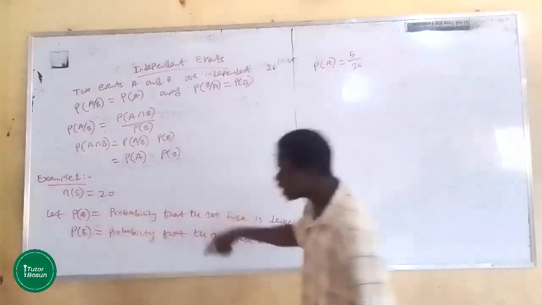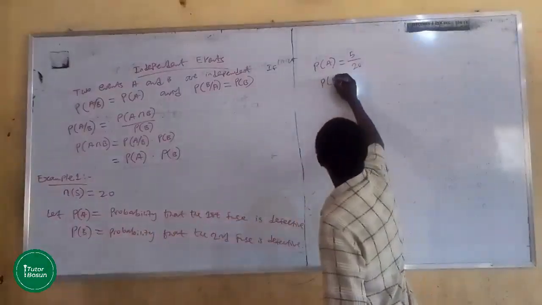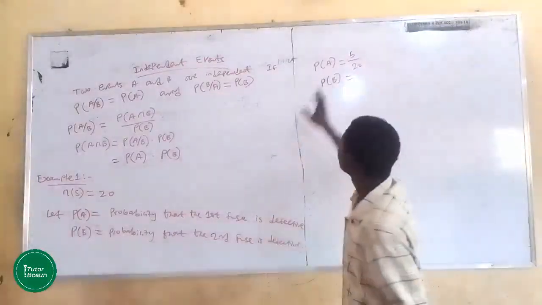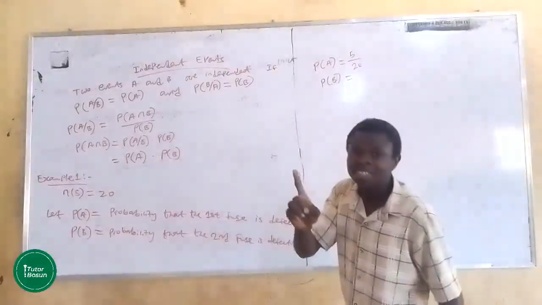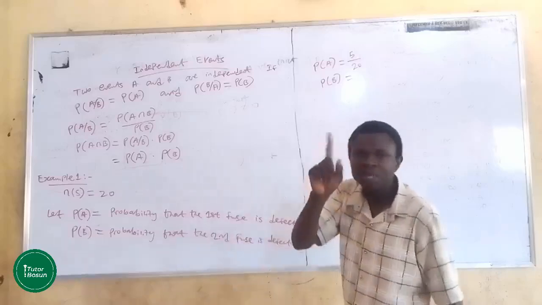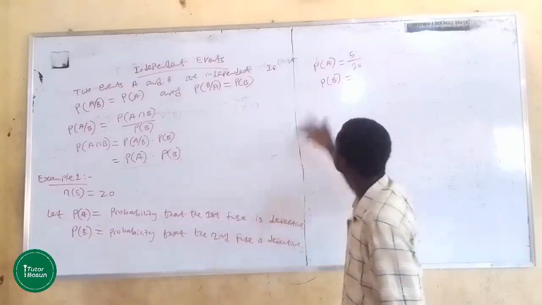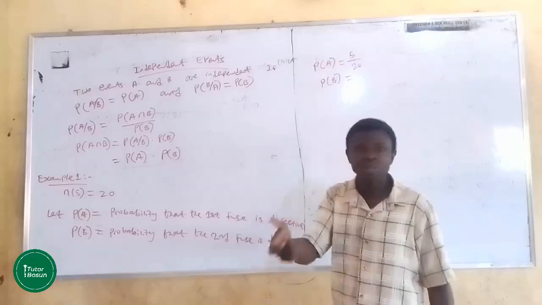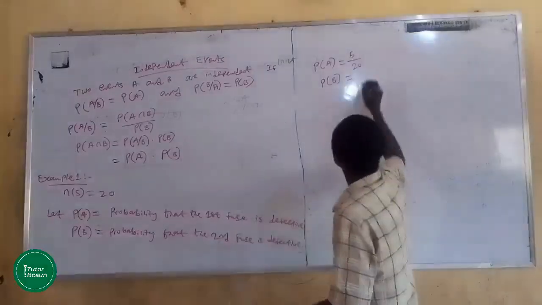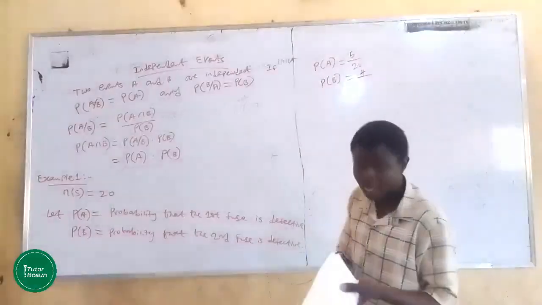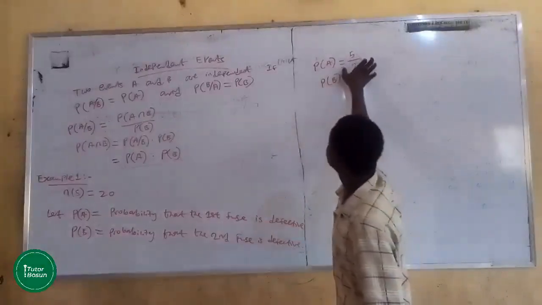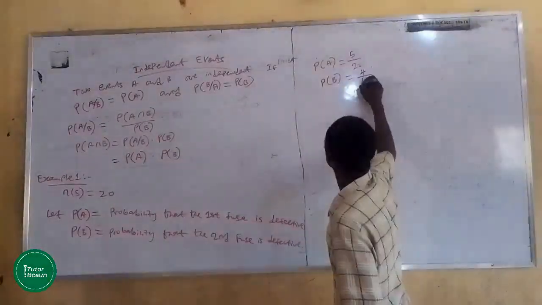So the probability that the second is defective, which is the probability of B, will now be what? The number of defective fuses has been reduced to 4, because initially we had 5 defective, but one has been removed without replacement. If it had been replaced, then we would still be left with 5 defective. But one has been removed, so definitely we are left with 4 which can be defective. And also don't forget the total number of fuses will have been reduced by 1 as well, which will now remain 19. So we have 4 over 19.